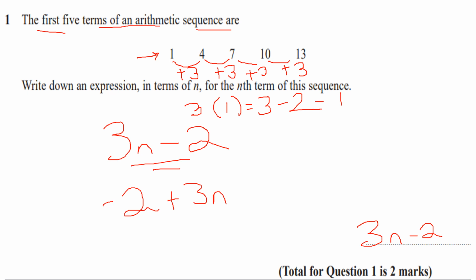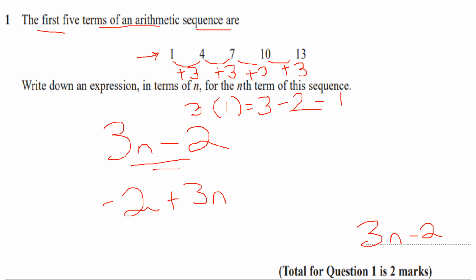Because remember, n is the nth term, so n is which term it is. Is it your first term, your second term, your third term, your fourth term? The letter n cannot be a fraction or a decimal number. It has to be a whole number, an integer. So if that expression equals that number, you solve the equation.